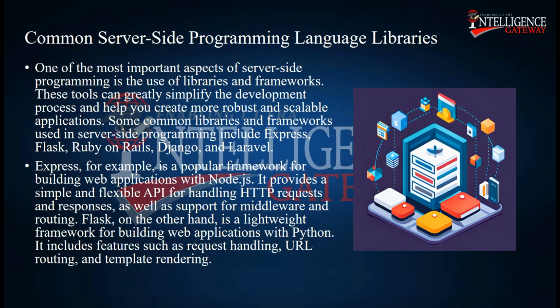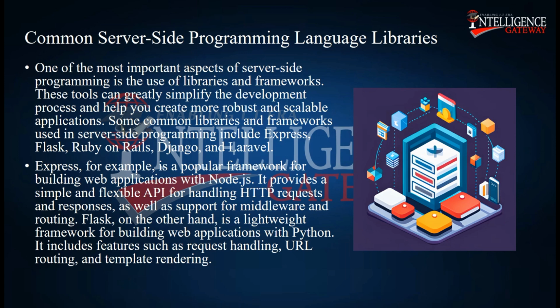Common server-side programming language libraries. One of the most important aspects of server-side programming is the use of libraries and frameworks. These tools can greatly simplify the development process and help you create more robust and scalable applications. Some common libraries and frameworks used in server-side programming include Express, Flask, Ruby on Rails, Django, and Laravel. Express, for example, is a popular framework for building web applications with Node.js.